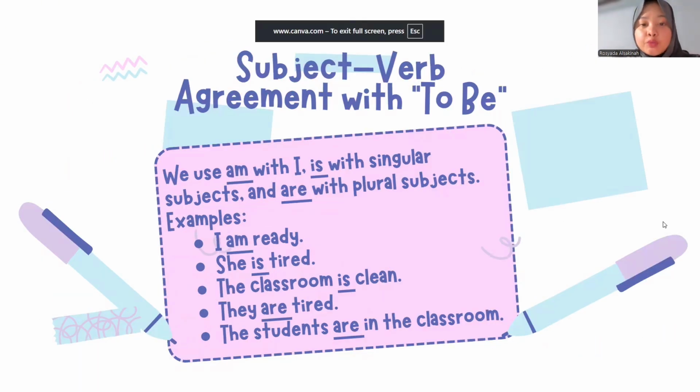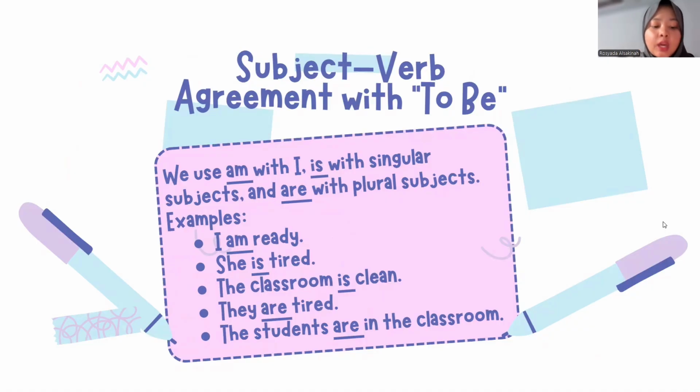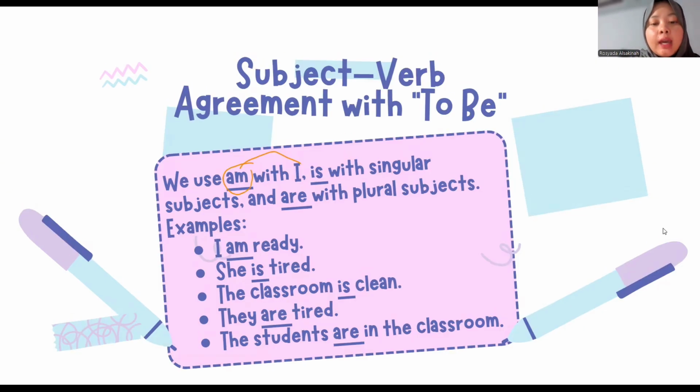Okay, next we move to subject-verb agreement with to be. The verb to be is different from other verbs. We use am with I, is with a singular subject, and are with a plural subject. For example, I am ready. She is tired. The classroom is clean.